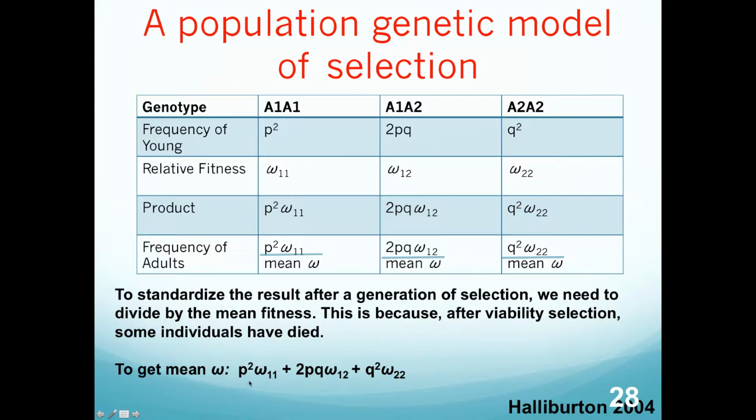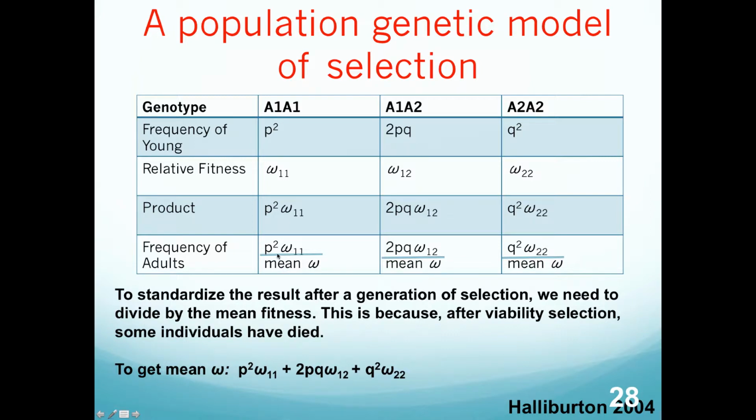and that will allow us to get the mean population fitness. So if we take each of these values and add them together, it will give us a value that's less than 1 because we're multiplying it by these fitness values, and that will be the mean fitness that we can use to estimate the frequency of the adults in the next generation.